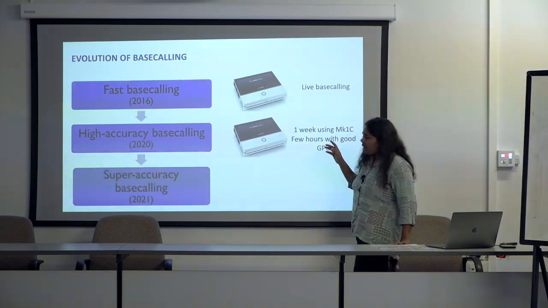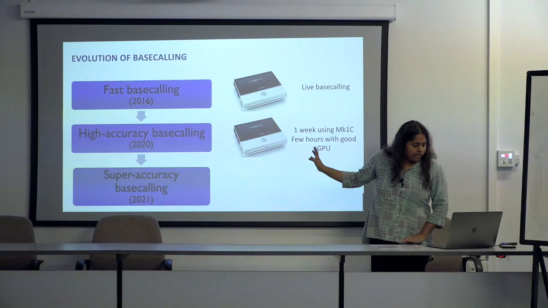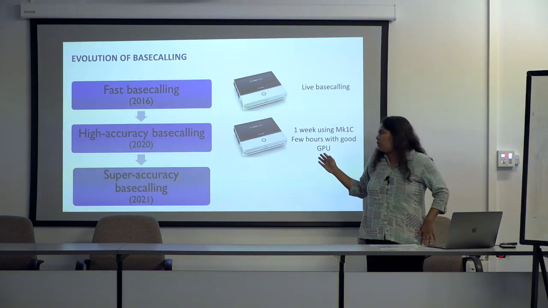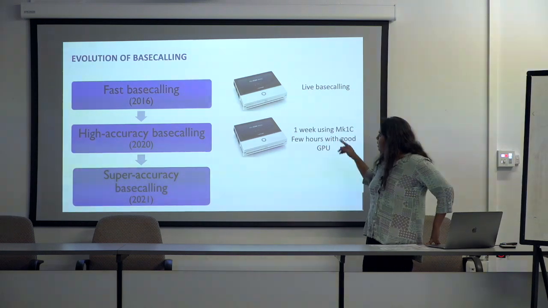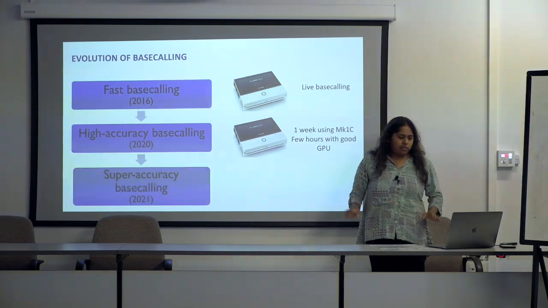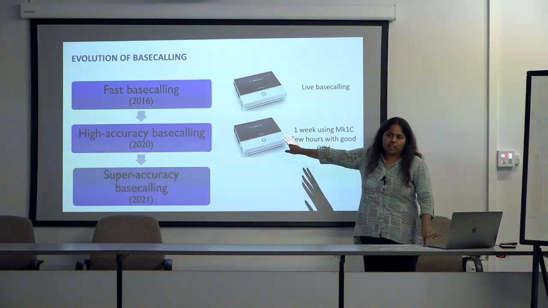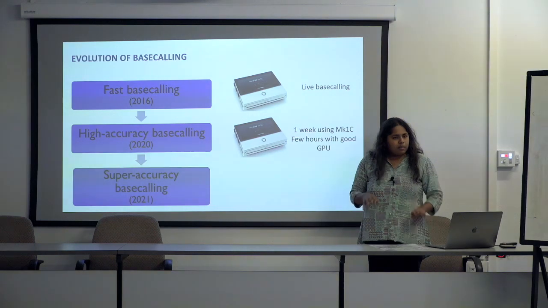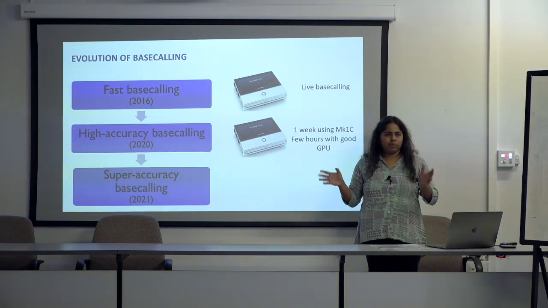With high accuracy base calling, this particular device can do it, but it can take a week for a full MinION flow cell. Flongle is much faster, so you can probably get it within a day. But with a full run of something like 10 to 15 million sequences, this is not the device you would want to use for practical purposes. So getting a good GPU laptop or a computer would be good.